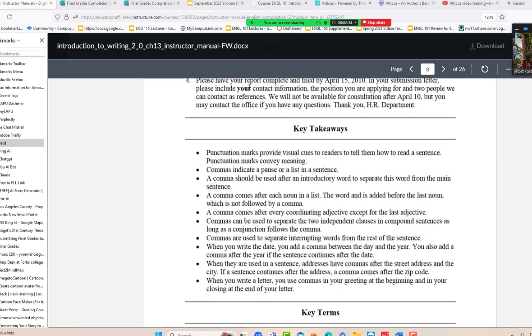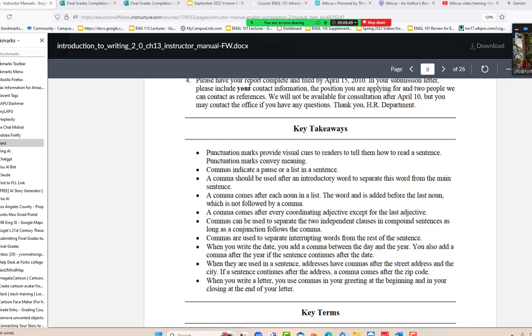Key takeaways. Punctuation marks provide visual cues to readers to tell them how to read a sentence. Punctuation marks convey meaning. Commas indicate a pause in a list in a sentence. A comma should be used after an introductory word to separate this word from the main sentence. A comma comes after each noun in the sentence. The word "and" is added before the last noun. A comma comes after every coordinating adjective except for the last adjective.